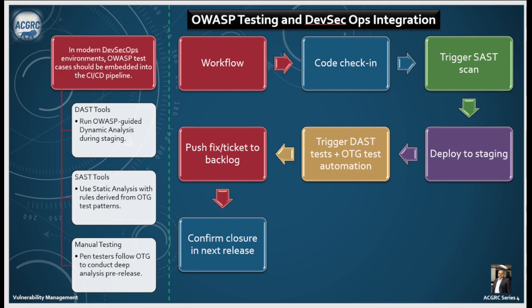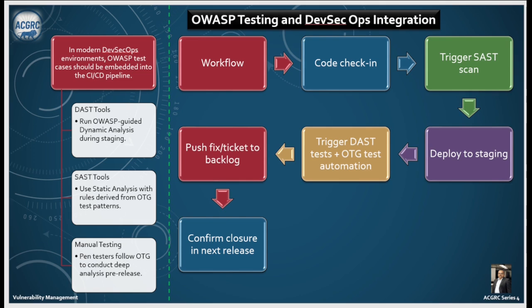Example of OWASP used in the DevSecOps space. During coding, developers use OWASP input validation, for example, to prevent cross-site scripting or SQL injection. During testing, the quality analysts and the security team test login flows and API endpoints using OWASP's authentication and API testing guide. During release, pipelines trigger automated tests for exposed files, default settings, or broken access control.